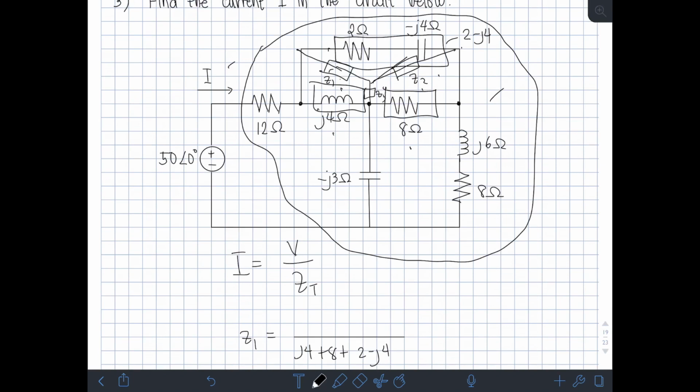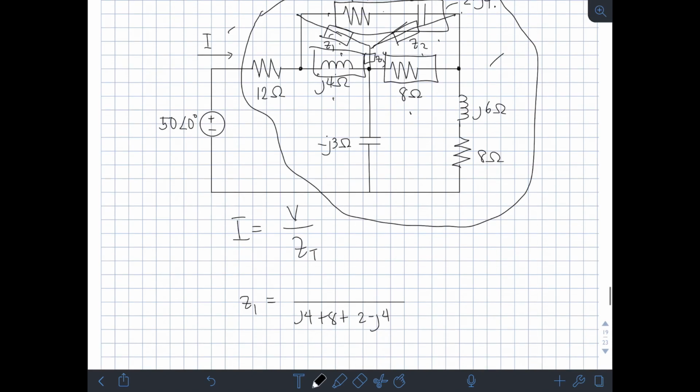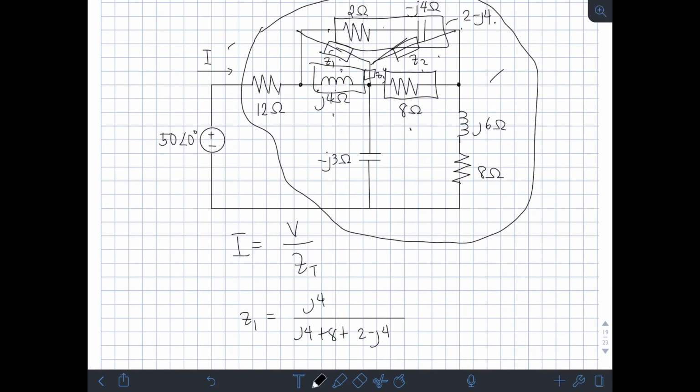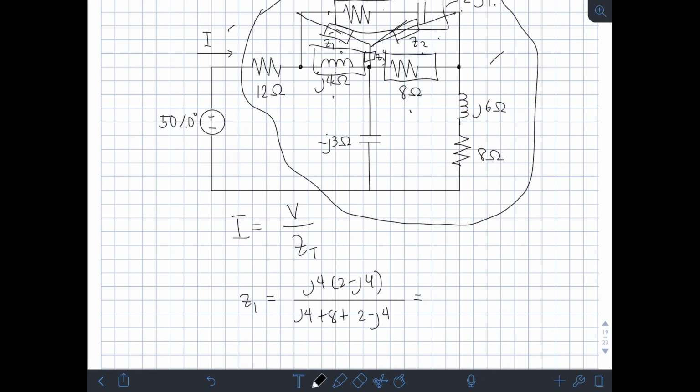Then, the numerator for Z1 is the two impedances adjacent to it, which are 2 minus J4 and J4, right? So, we multiply them. So, J4 times 2 minus J4. So, what is this? Using calculator: 1.6 plus J times 0.8 ohms.